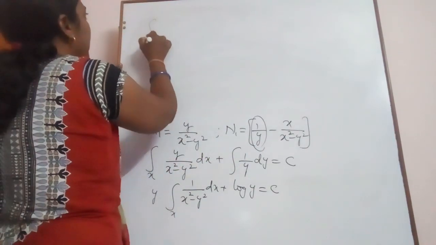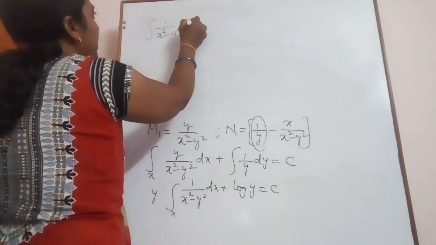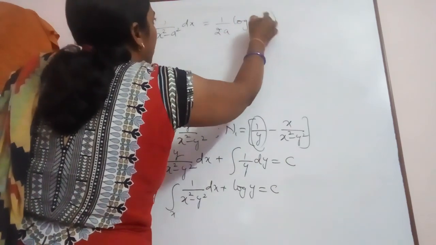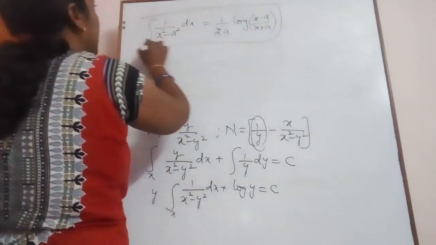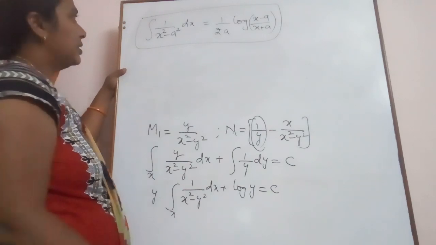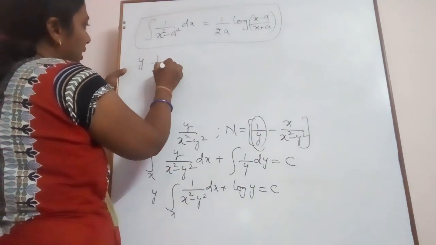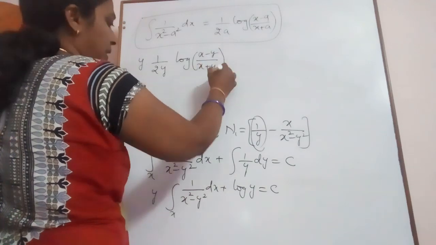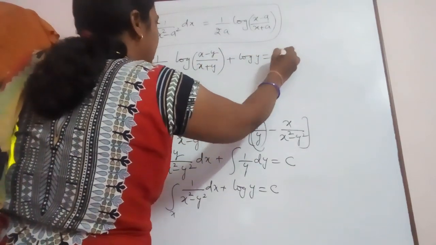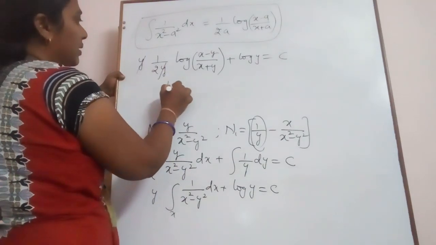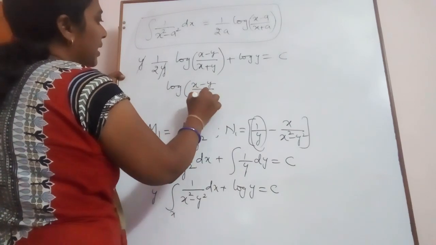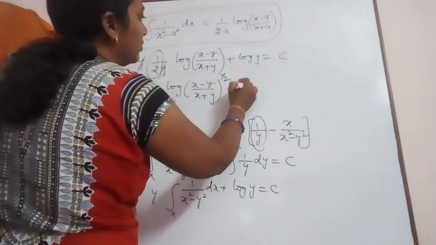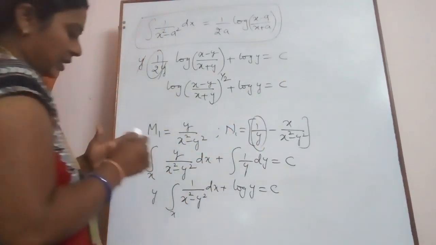Here we know the formula, integral of 1 by x square minus a square dx is 1 by 2a log of x minus a by x plus a. Okay, this is the formula. Applying that, in the place of a square we have y square. That is y into 1 by 2y log of x minus y by x plus y plus log y is equal to c. Here y, y get cancelled. Log of x minus y by x plus y, this 1 by 2 is taken as power, so whole power 1 by 2 plus log y equal to c.